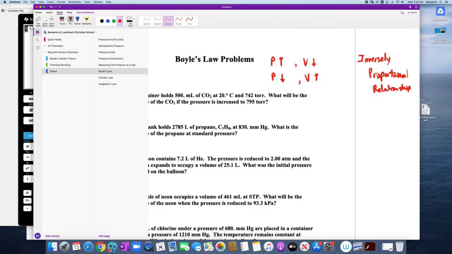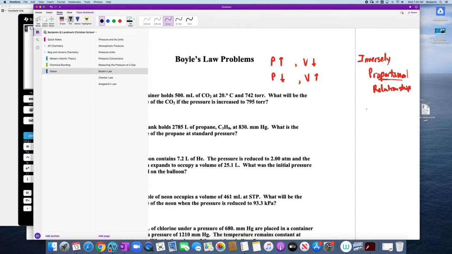But proportional is actually a bit more specific, and what that means is if, say, the pressure doubles, the volume gets cut in half. If pressure triples, the volume gets cut down to 1/3, and so on and so forth. Or the other way, if we cut the pressure in half, the volume doubles. If we cut the pressure by a factor of 10, to 1/10 the pressure, then the volume is going to be 10 times larger. So that's the proportional part.